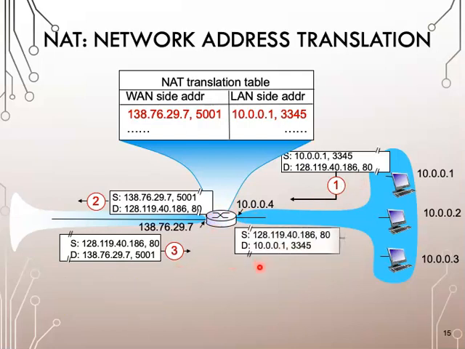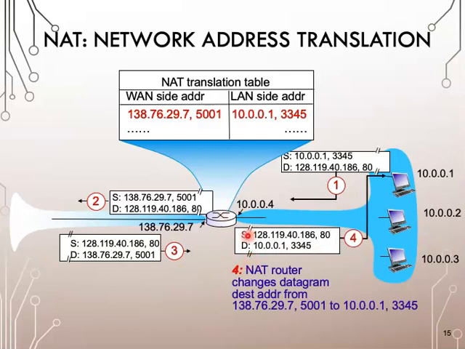And then the router rewrites the datagram's destination address and its destination port number using the original LAN side source IP address and port number. If you see here, the NAT router changes the datagram destination address from the global address to the local address, and also the port number from 5001 to 3345, and forwards the datagram into the home network. Basically, you need to understand this network address translation and how to read the NAT translation table.